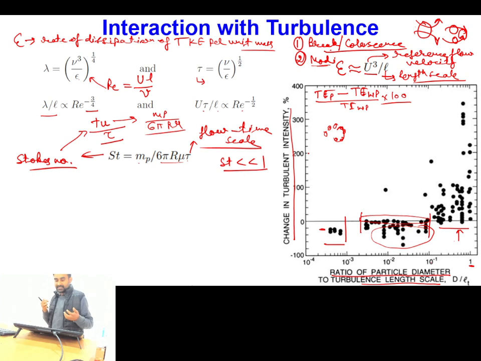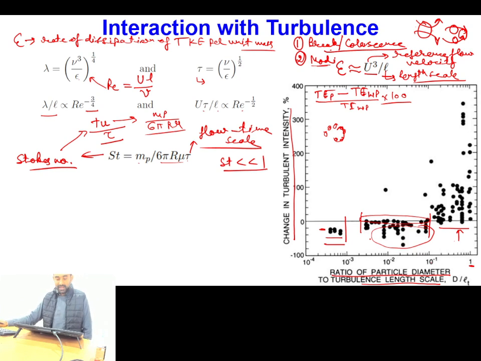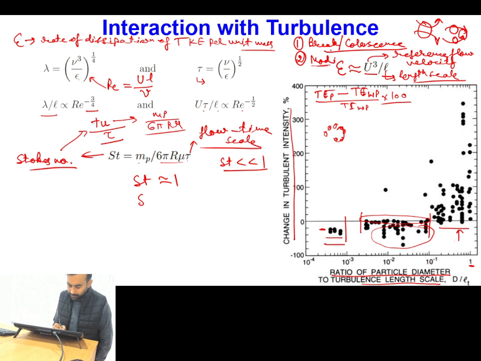Okay, so it means that when particle is trying to follow the flow, it is consuming some energy of the flow. So once it is consuming the energy of the flow, it means it is dissipating the turbulent energy. Is this point clear? So that's why for smaller size particles having Stokes number very less than 1, the turbulent intensity decreases. And when the Stokes number is close to 1 or greater than 1, then what will happen?